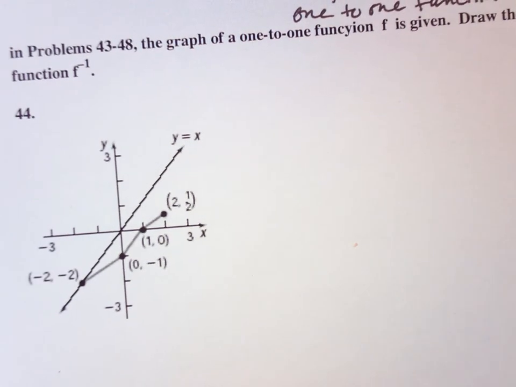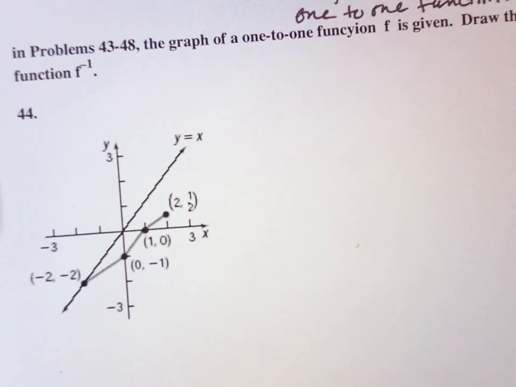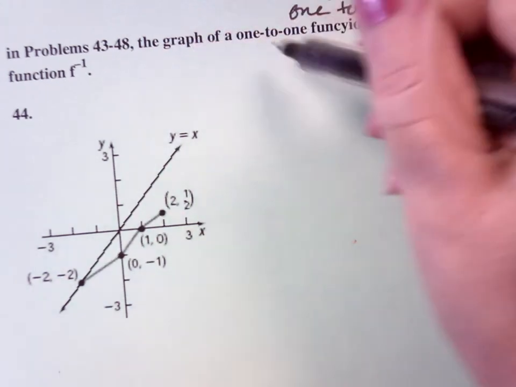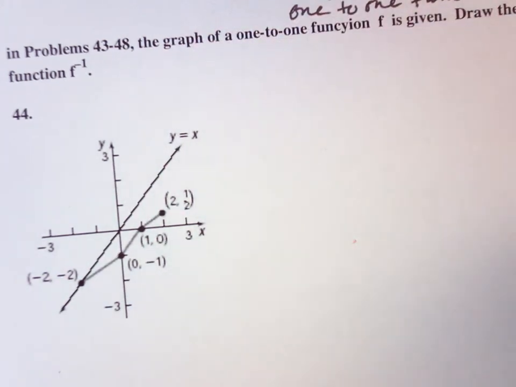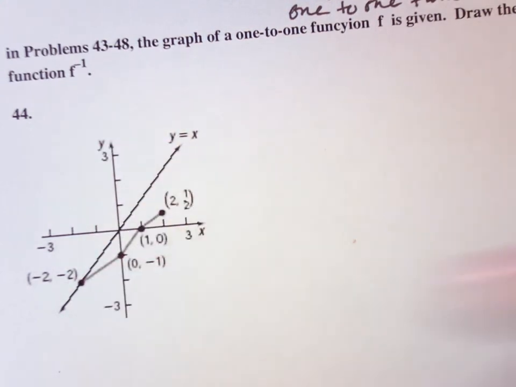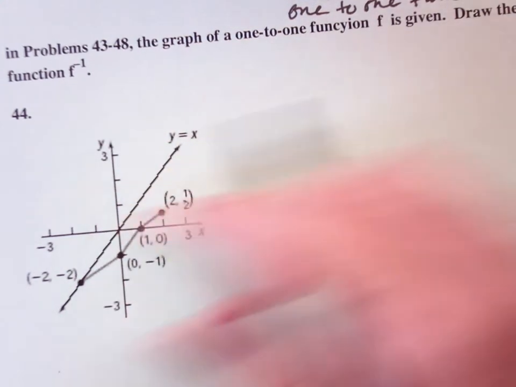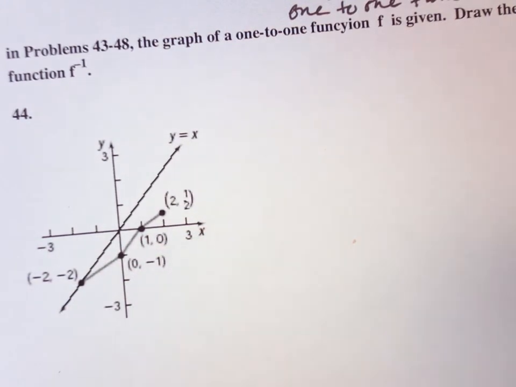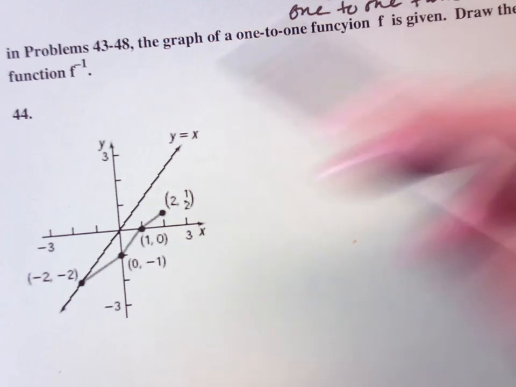Now, yesterday we were dealing, and we still are dealing, with the inverse function. And this says, in problems 43 through 48, the graph of a one-to-one function is given. Remember, a one-to-one function passes the vertical line test, which makes it a function, but it also passes the horizontal line test. That makes it a one-to-one function. Draw the graph of the inverse.